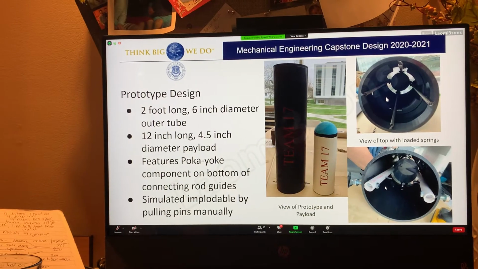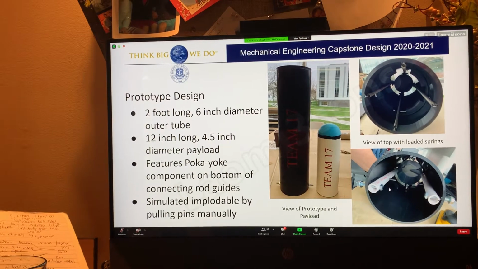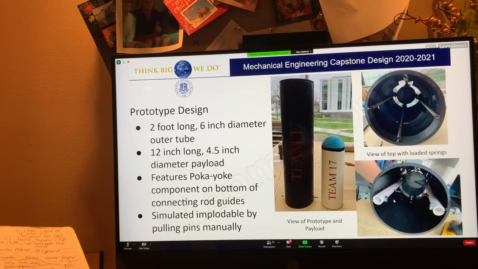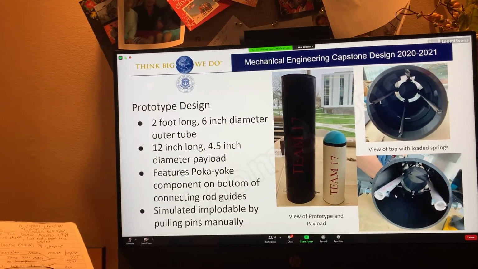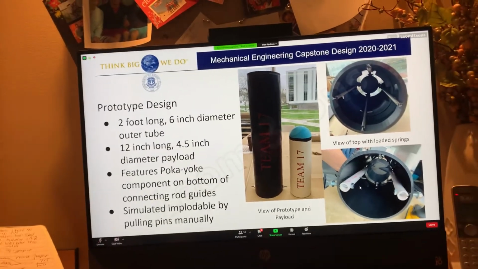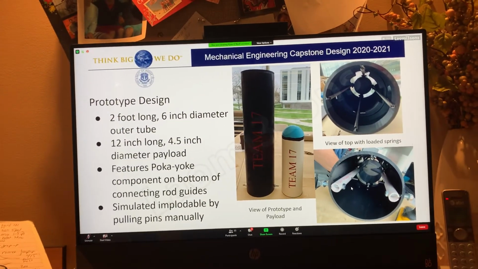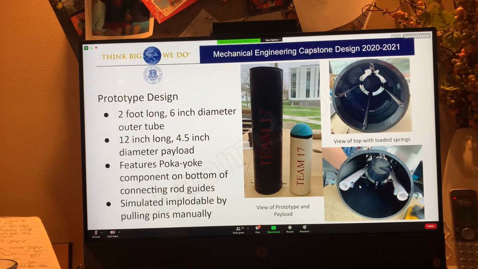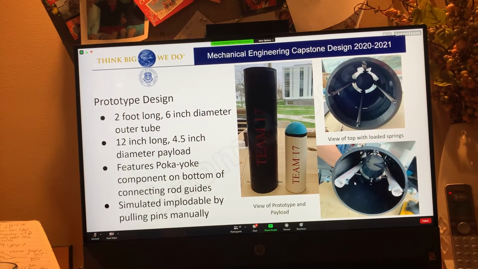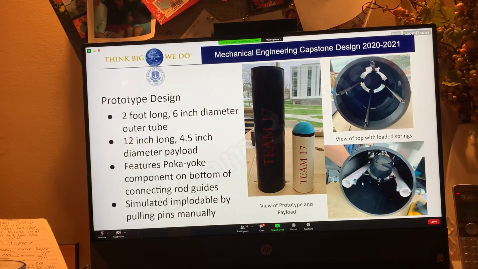For our prototype, we decided that it was best to test the top mechanical half of the design separately from the implodable cylinder trigger, as we had enough data from testing in the DPML lab, and that ensured the functionality of this cylinder. So this meant that we were able to reduce the length of our outer tube to 2 feet, as we didn't need to have the implodable cylinder at the bottom of the outer tube and all the extra length in those components. The diameter of the outer tube in our prototype stayed the same at 6 inches, and the payload length and diameter was also unchanged from the initial design.